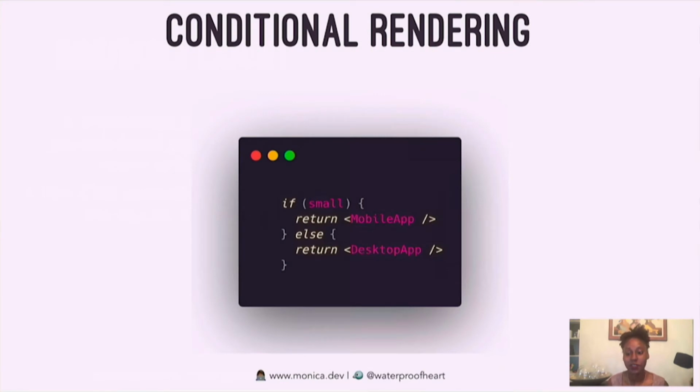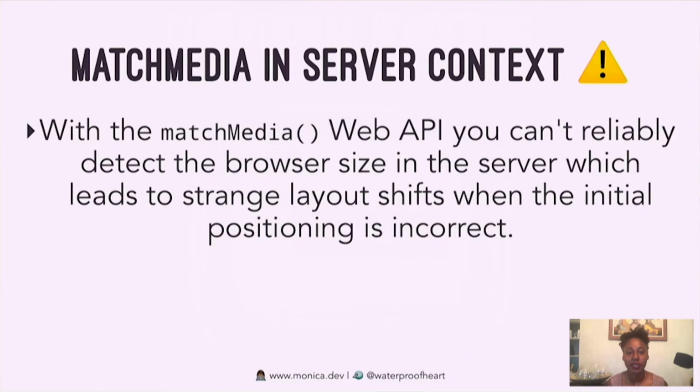If you write React, you may have conditionally rendered content like this based on screen size using the Match Media API. However, the Match Media API can't reliably detect the browser or device size in the server context, which can lead to some strange rendering issues as the page loads if the originally set media size doesn't match the actual browser.